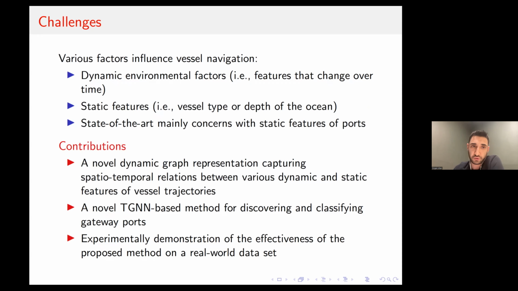So if I want to first summarize our contributions in this work, we present a novel representation that is able to capture spatial-temporal relations between these dynamic and static features of vessel trajectories. And then we present a novel temporal graph neural network-based methodology for discovering first and then classifying these gateway ports. And we experimentally show that our methodology is able to detect and classify these gateway ports, which is validated on a real-world data set.